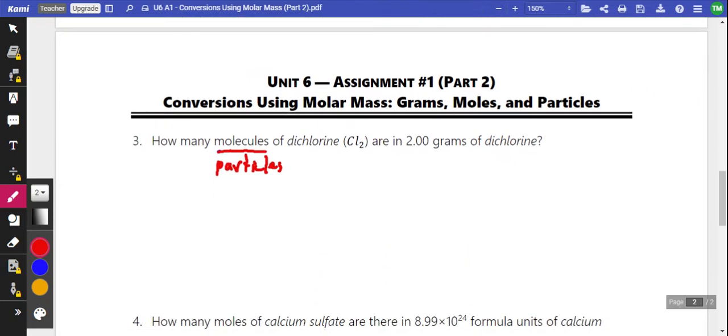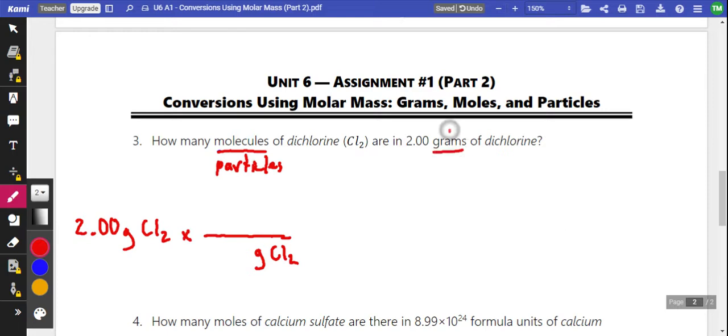All right, so let's do this. Let's give myself some room here because this is going to be a longer one. 2.00 grams. Let's see. Dichlorine would be Cl2. 2.00 grams of Cl2 times. I'm trying to get rid of grams of chlorine, so that has to go on the bottom. My old unit always goes on the bottom. My new unit is going to be moles. I can go from grams to moles, and then moles to particles. So we're going to make a pit stop at moles first. Moles Cl2.